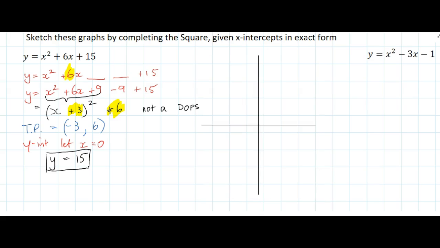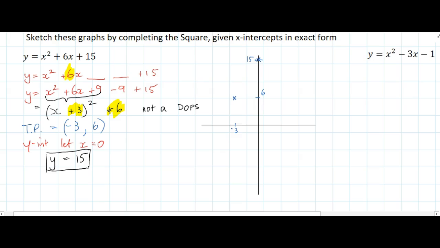Okay, so we have no x-intercept, so it has to be above here somewhere. I'm going to put y equals 15 up here. My turning point is at negative 3, which would be here somewhere, and positive 6. So 6, negative 3, my turning point is going to be here. What other information do we need? That was it. Using this information, we know it goes through here and here.